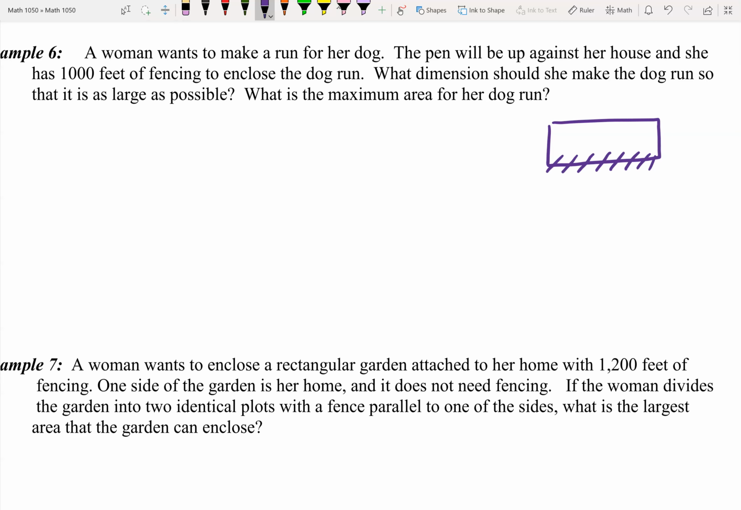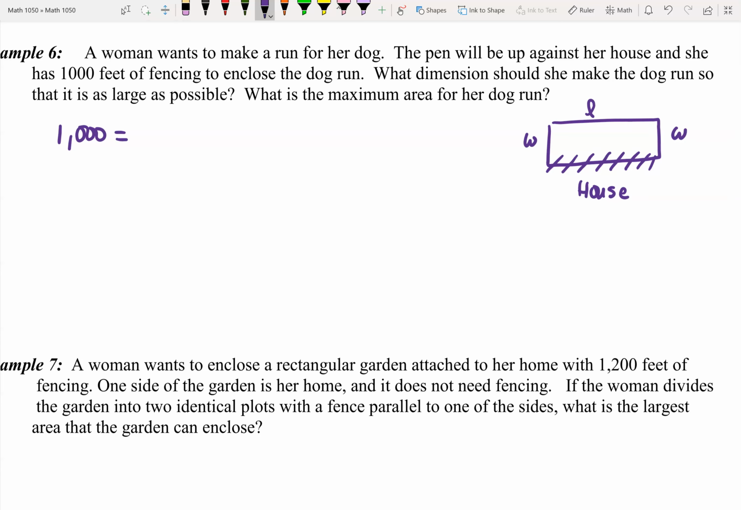So if I were you, I would always do that. This is where the woman's house is. Therefore, we are not going to be needing fencing right there. Could you do it on the right or the left or the top? Yes, you can do it wherever you want. Make it easy and just always do it on the bottom, and that way you don't get confused, okay? So this is a W, and this is a W, and this is an L. So altogether, she has 1,000 feet.